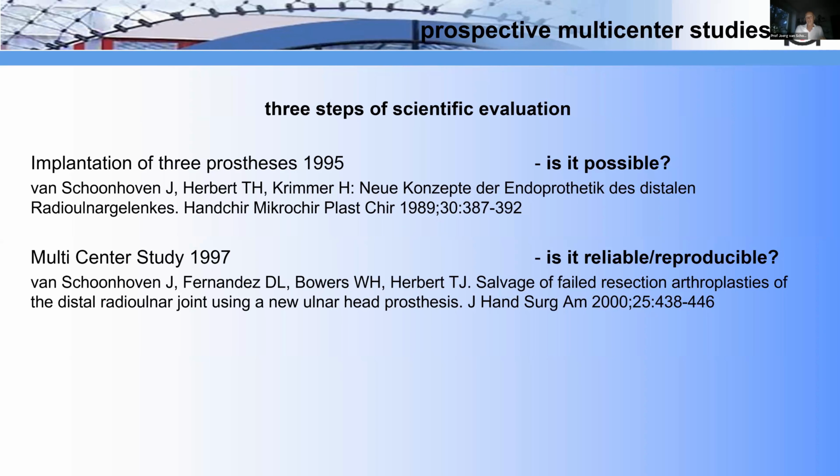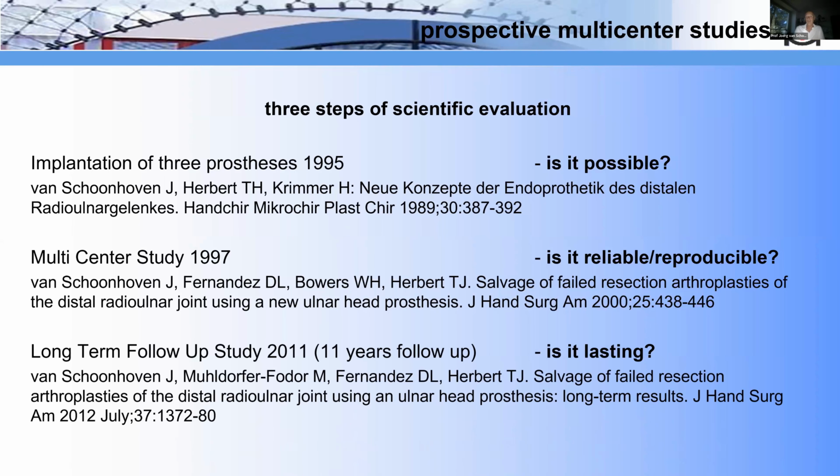Still, this is not the end of the line, especially if you create an endoprosthetic system. The next question that has to be asked and answered is: is that system lasting? So in the last step, we tried to follow up all the patients, all these 23 patients that we treated originally in the first 2 steps. With a mean of 11 years of follow-up, we could show that the results seen in the midterm and short term have been lasting over time as well. And all these obviously have been published.